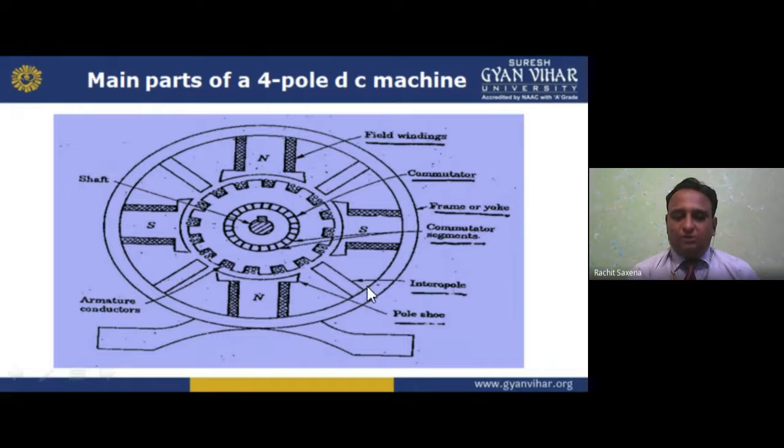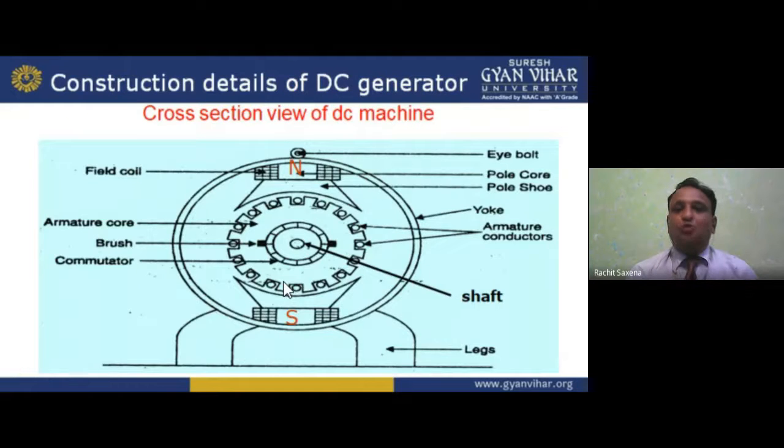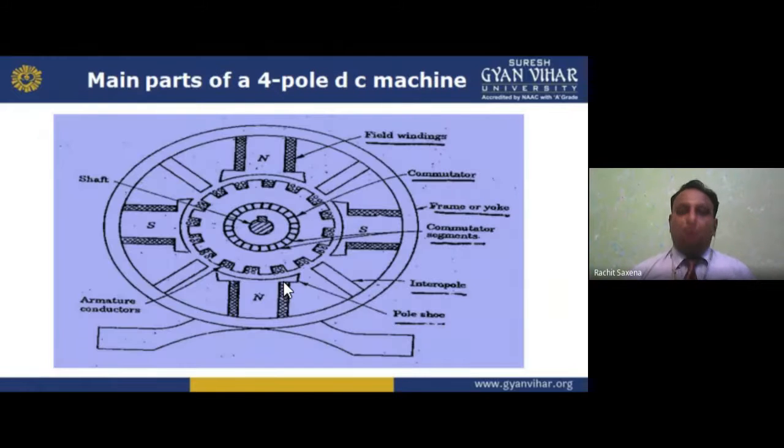And these are the interpoles, because in heavier machines we use interpoles for commutation or for armature reaction. The pole shoe is also shown here. The previous diagram was for 2 poles, and now it is a 4 pole. So the difference from the first image to this image, my dear student, is the poles. In the previous image I showed you 2 poles, north and south, but in this image I am showing 4 poles, north, north, south, south. So this is the whole arrangement. I hope you understand this.